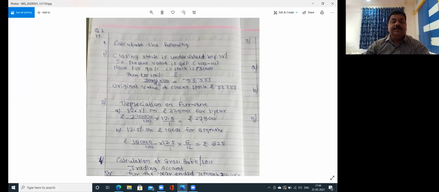Now for 90%, the closing stock is 30,000. Then for 100%, what is the actual value? So what should the actual or original value be? That is 30,000 divided by 90 multiplied by 100. So you are getting the answer 33,333. So that is the answer for question number 1.